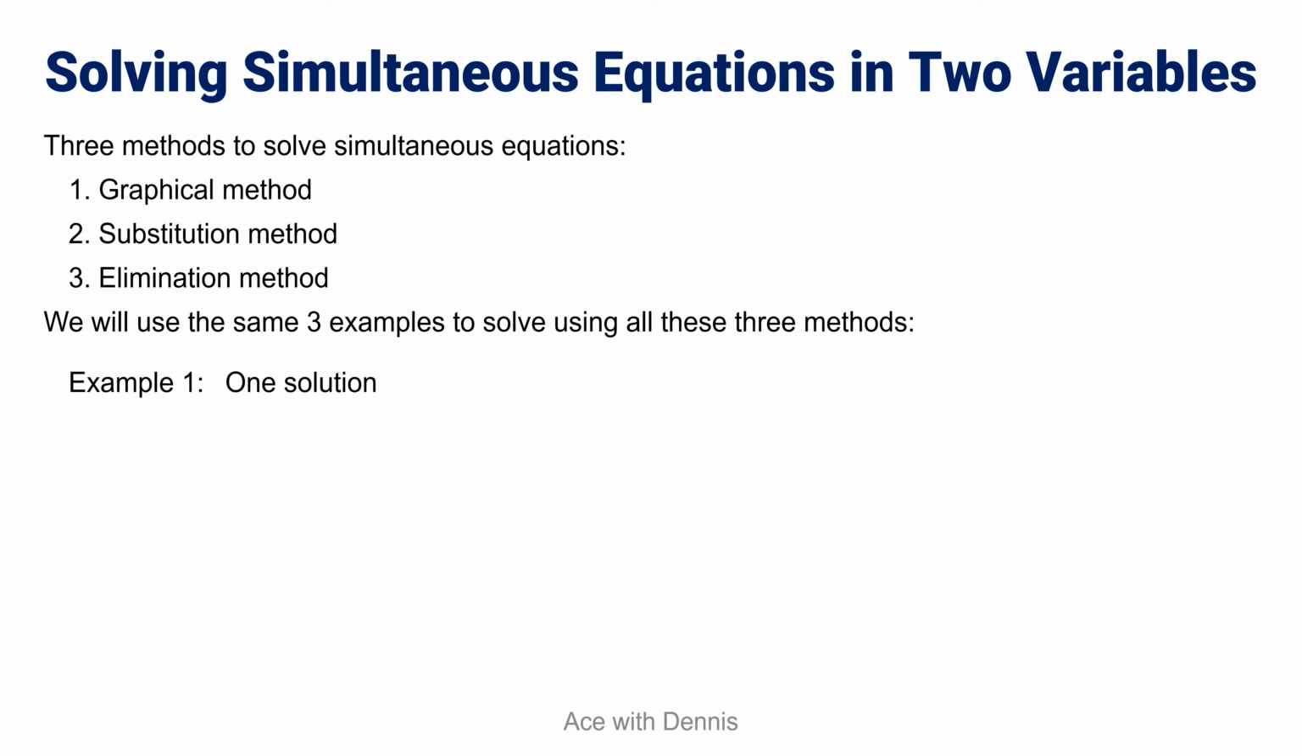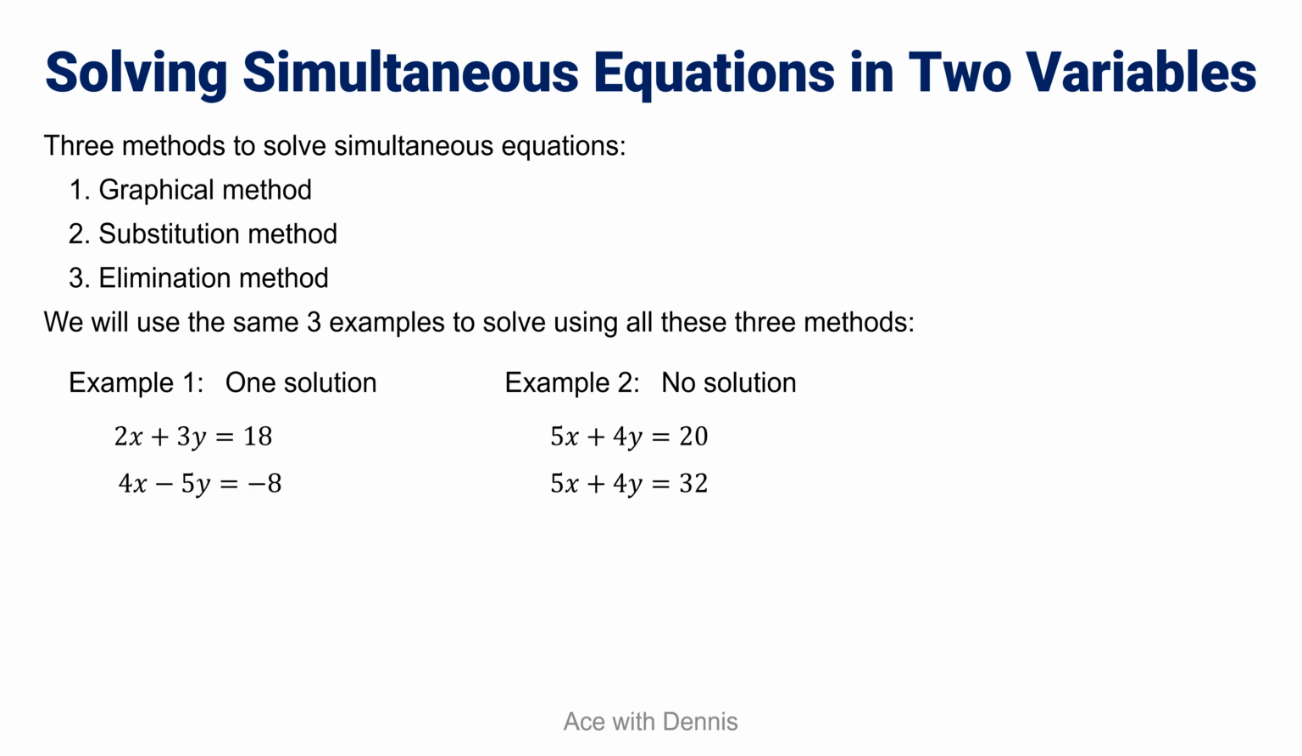Example 1 will be one solution. These are the two linear equations: 2x plus 3y equals 18 and 4x minus 5y equals -8. The second example, with no solution, has the equations 5x plus 4y equals 20 and 5x plus 4y equals 32. The third example is infinite solutions. The first equation is 3x plus 4y equals 12, and the second equation is 6x plus 8y equals 24. Let's look at the next slides to discuss all these three possible solutions that we might get.